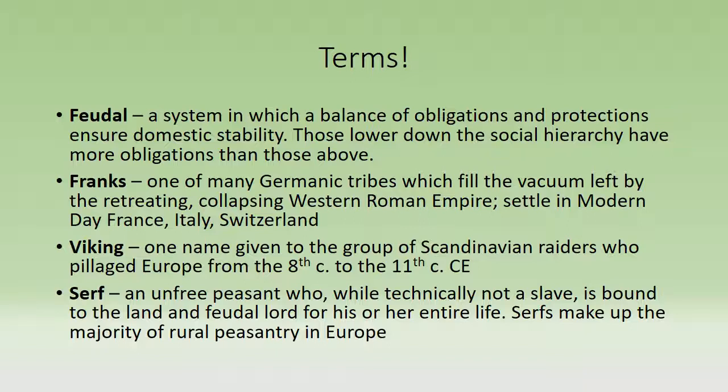Terms, of course. This is a good way to start. Feudal is a complex word. If you decide to delve into medieval European history, this word will drive you bananas, all right? Because feudalism means one thing in one country and something else in a different country. But in general, feudal is considered a system in which there's a balance of obligations and protections which are used to ensure that a country remains stable.